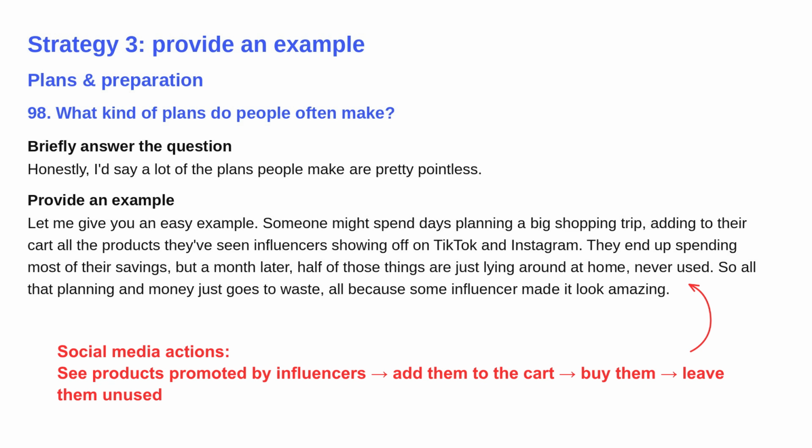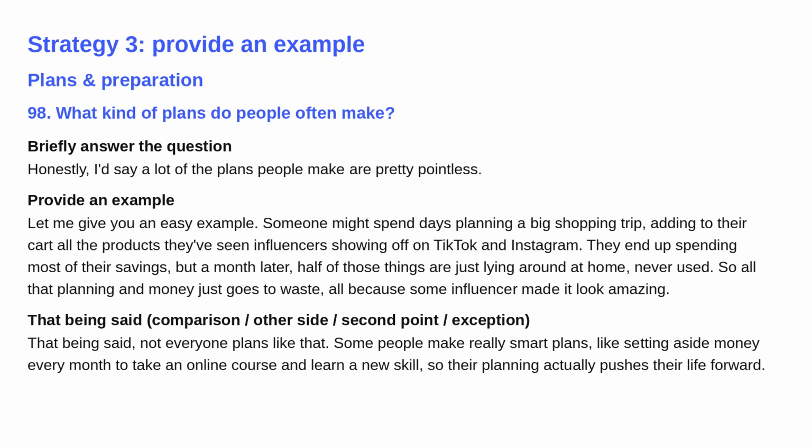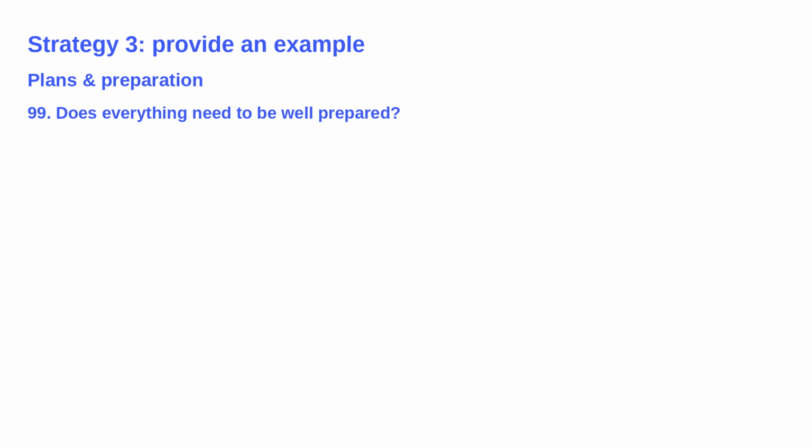They end up spending most of their savings, but a month later, half of those things are just lying around at home, never used. So all that planning and money just goes to waste, all because some influencer made it look amazing. That being said, not everyone plans like that. Some people make really smart plans, like setting aside money every month to take an online course and learn a new skill. So their planning actually pushes their life forward.